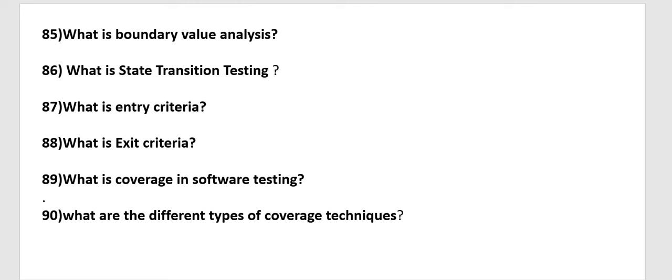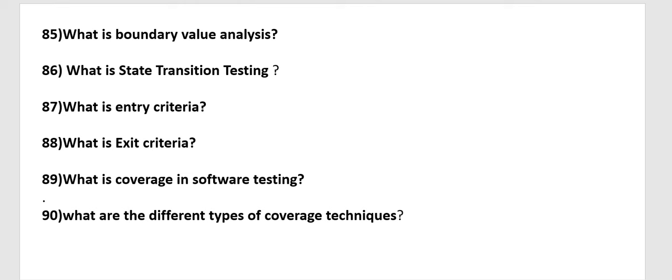What is boundary value analysis? Boundary value analysis is used to evaluate the behavior of the system at the boundaries of the allowed data rather than finding those defects that exist in the center of the input domain.